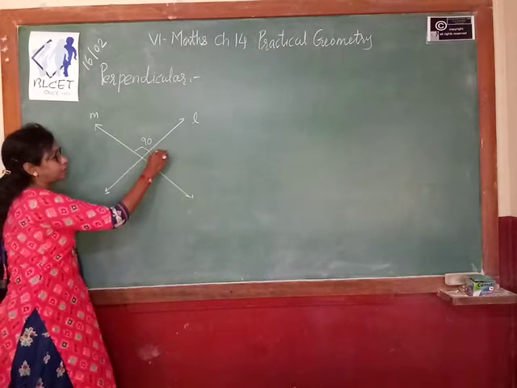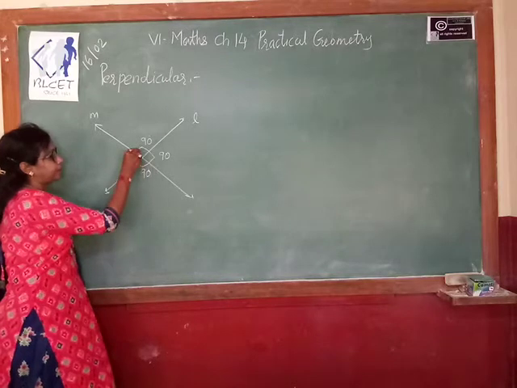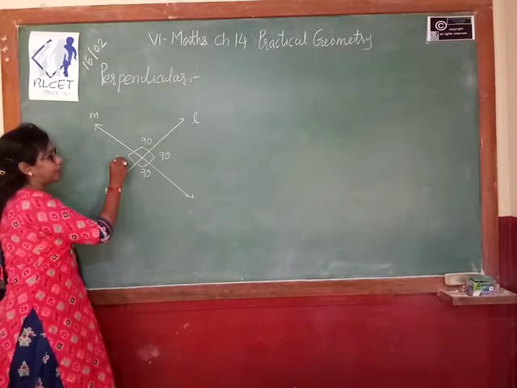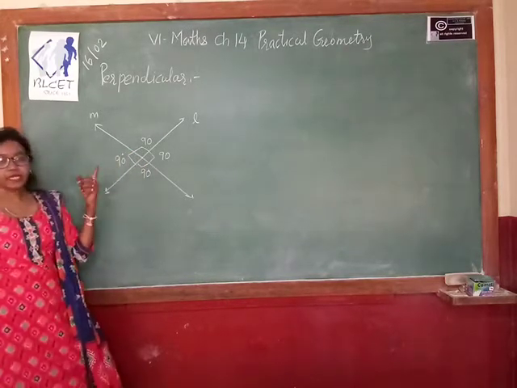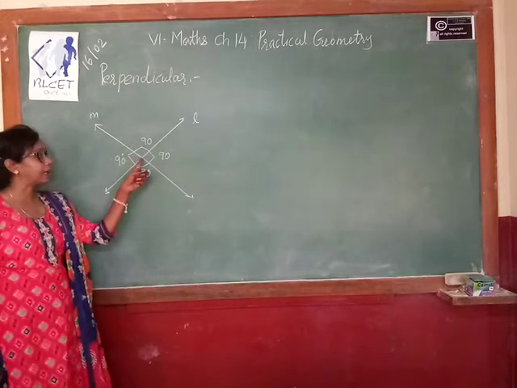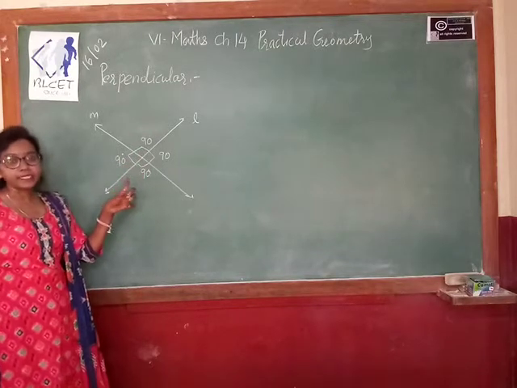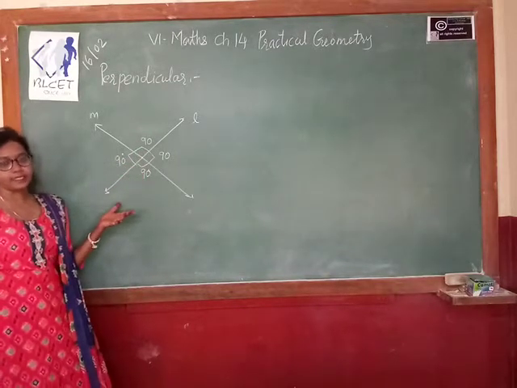This also 90 degree. This also 90 degree. This also 90 degree. Okay. So whenever 2 line segments are intersecting each other, at the intersecting point they are making right angles. Such kind of lines are known as perpendicular lines.